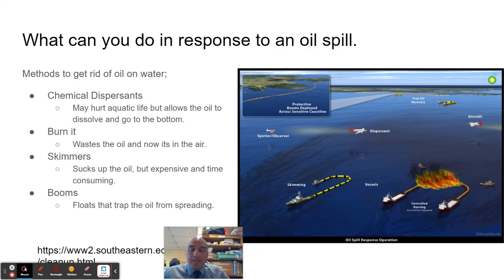Another method would be skimmers. Now, skimmers are exactly what they sound like. Since they skim the top of the ocean, you can take two boats with a bunch of skimmers, and you could wrap around that oil spill, and you could pull it in to some location. So skimmers will skim the oil on top and get it into a concentrated area, and then you could use something to suck it up, and you could retrieve some of that oil.